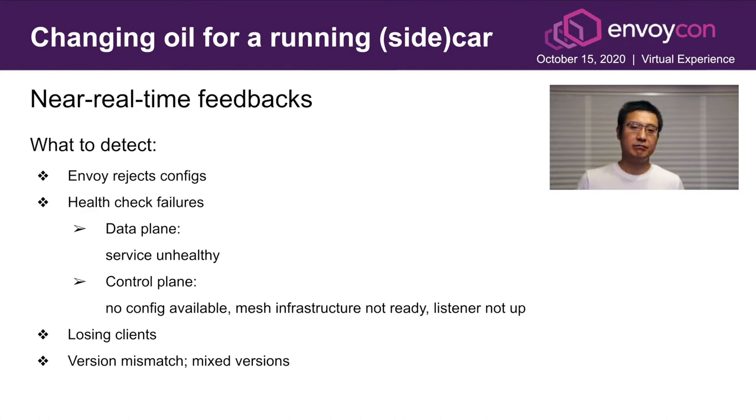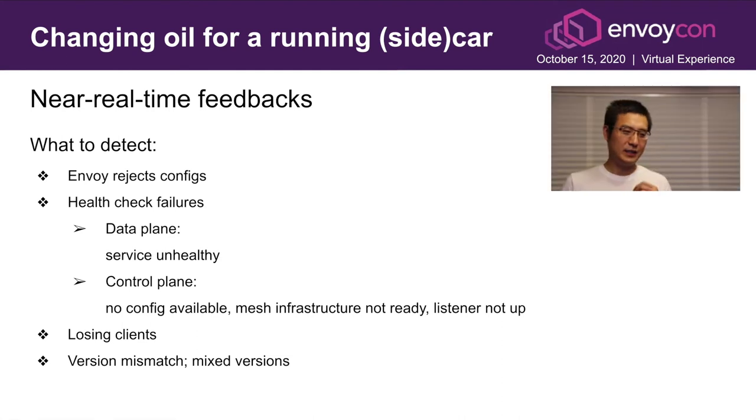For the data plane side, a service may be unhealthy. From the control plane side, maybe no config is available for that specific cluster, or maybe the mesh infrastructure is not ready, or maybe listeners are not up. Another case is when you send out a configuration and it triggers some bug and Envoy just disappears, then we lose clients. And the last check we do is version mismatch. You send out a configuration to Envoy, saying hey Envoy, on this cluster please use version 100, and then you observe some of them or all of them are actually running on an old build, like 99, and then you know there's a problem because it's not on the right version.